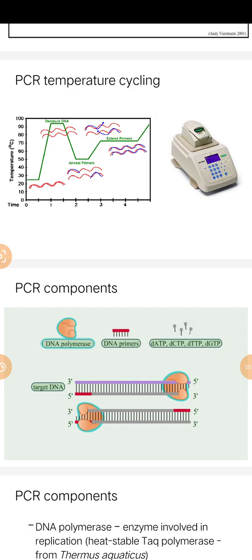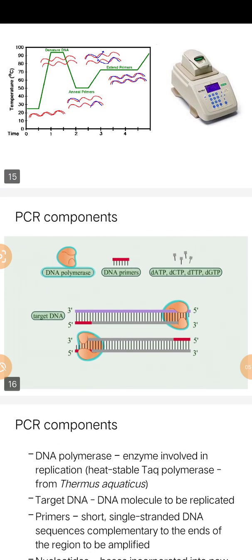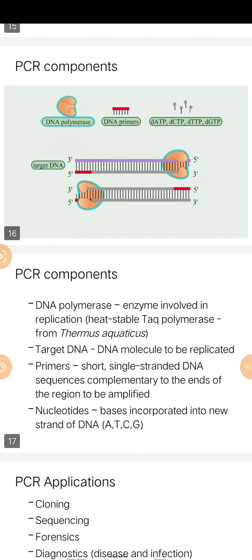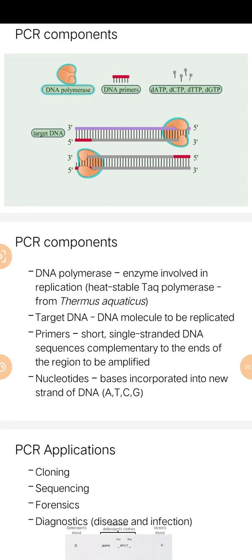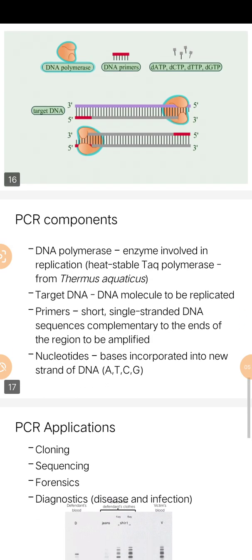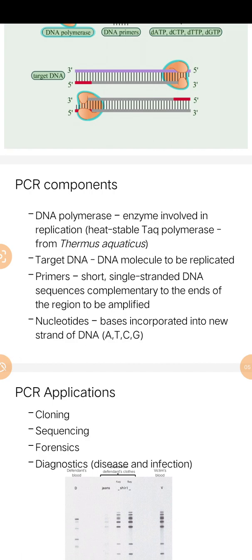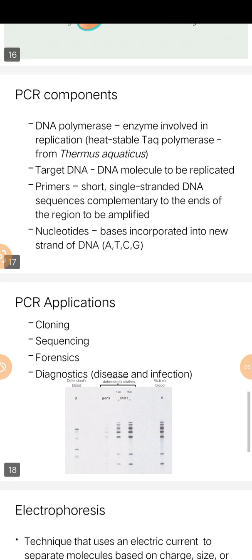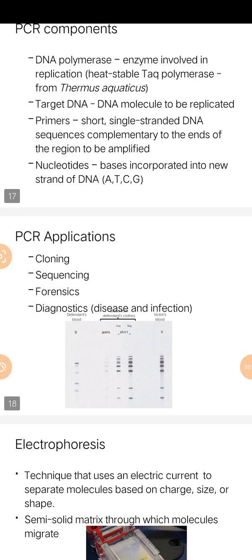For the third step, that is extension of DNA strands, we have to increase the temperature to 70 to 72 degrees Celsius. Here are some components which are required for the PCR. First one is DNA polymerase, an enzyme involved in replication, which is Taq polymerase, extracted from Thermus aquaticus. The second is target DNA, which is the DNA molecule to be replicated.